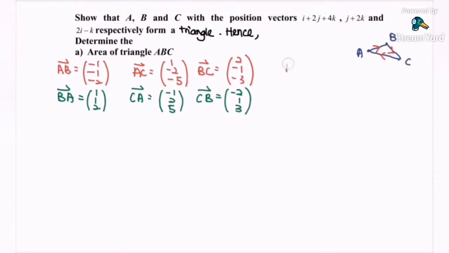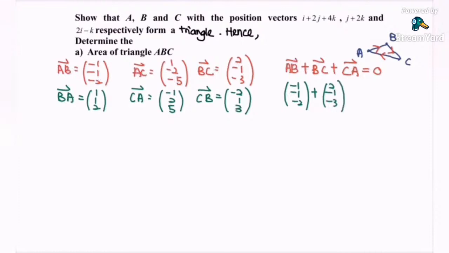So vector AB plus vector BC plus vector CA, if it is equal to 0, means that it forms a triangle. So kindly substitute the vectors, where we have AB, -1, -1, -2, plus vector BC, where we have 2, -1, -3, plus vector CA, where we have -1, 2, and 5. So if we add on the situation, we notice that we have a 0 vector. So that shows that it is a triangle.